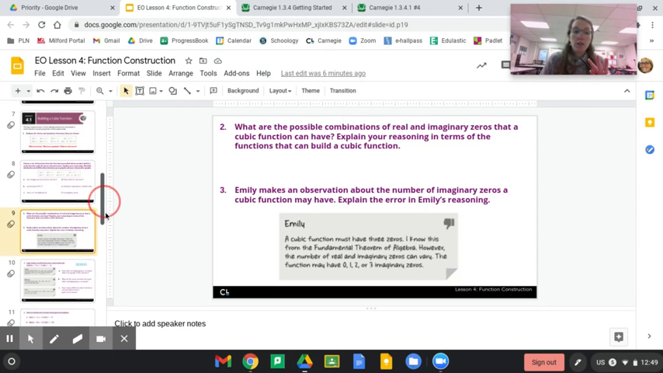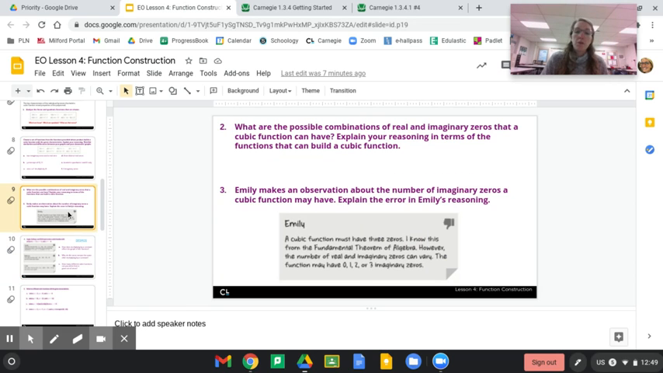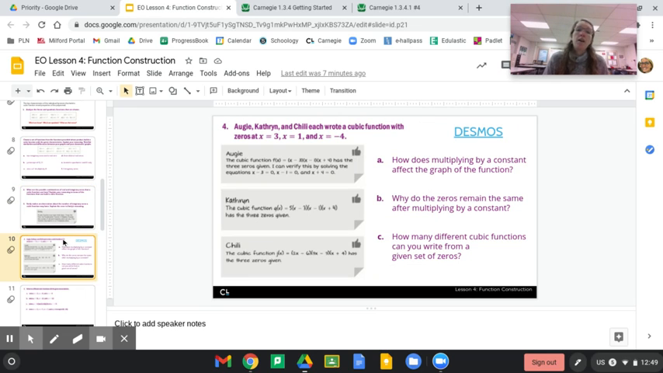And then you're going to read. There's a couple of work samples for you guys to read. What Emily has to say: she can make 1, 0, 1, 2, or 3 imaginary zeros. Is that possible? This one, we have this one function of 3 zeros, 3, 1, and -4.